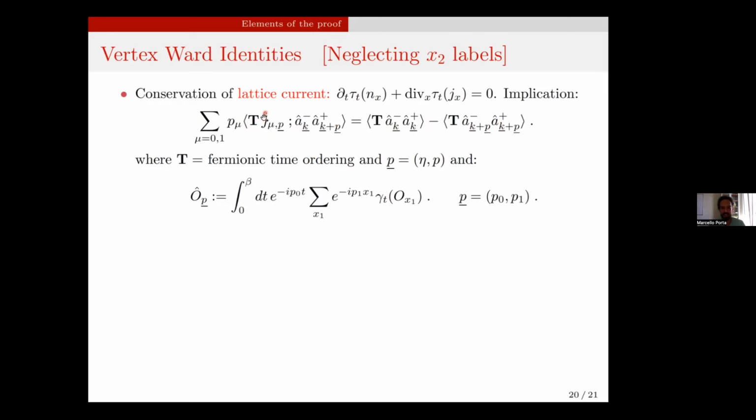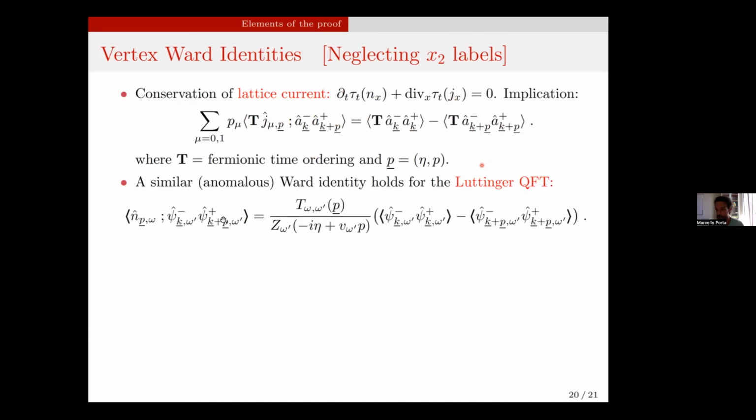All these hats denote the Fourier transform in space and in imaginary time. So this is an exact identity that you have for the lattice model, just following from the lattice continuity equation. There is another identity of this type, which is obtained from the Luttinger liquid, and that follows from its integrability, or if you want, it follows from the fact that you can compute all correlation functions via Ward identities.